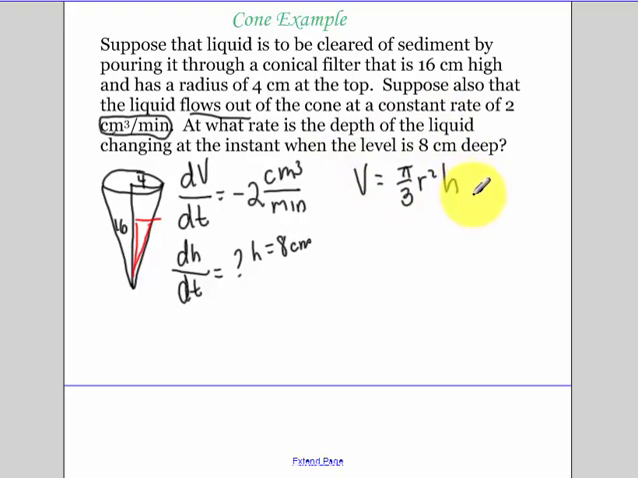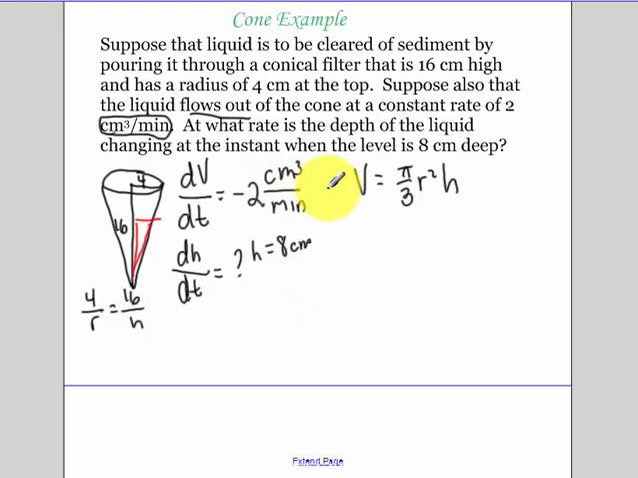So let's look at what we have here. Okay, we have similar triangles. We have this black triangle, and then the inside, the little red triangle. So 4 is to whatever our radius is, as 16, the height, is to whatever our height is at our instant. I'm sorry, our height is in terms of just regular old h.